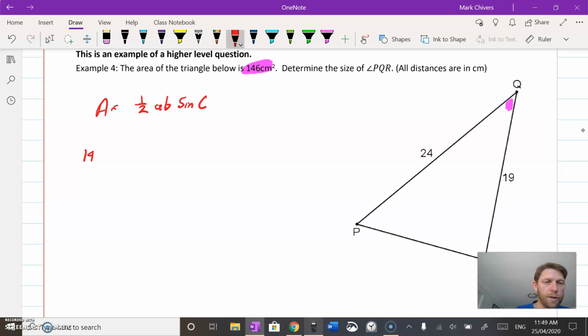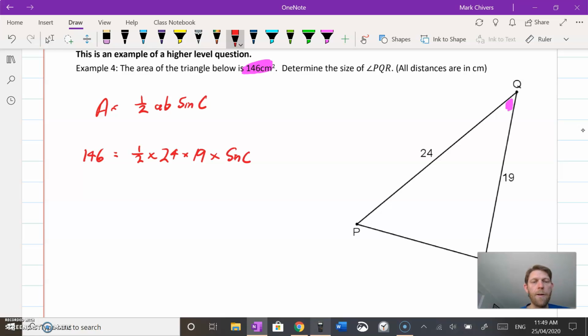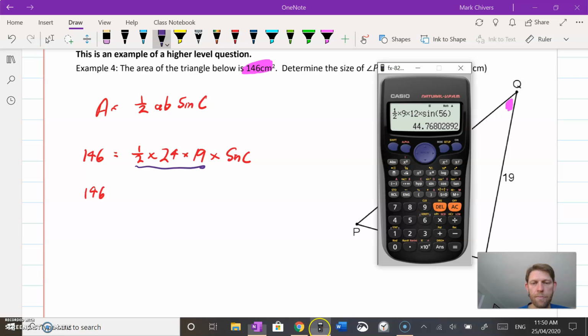The area is 146, half times A, which is 24, times B, which is 19, times sine C. So the only thing I don't know is C, so I can solve this. So the first thing I'm going to do is make that a little bit easier to deal with. I might just calculate what all of these numbers are first. So I might just find out what a half times 24 times 19 is, because that might make things easier to move around rather than having fractions and numbers to deal with.